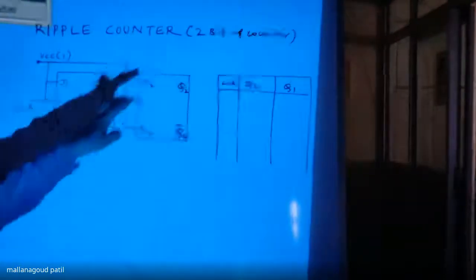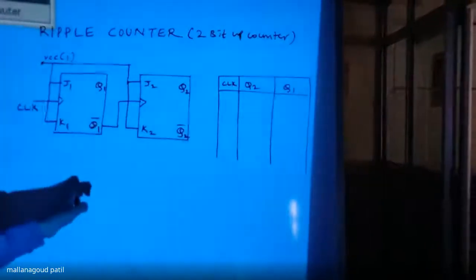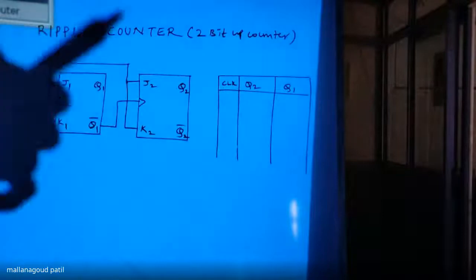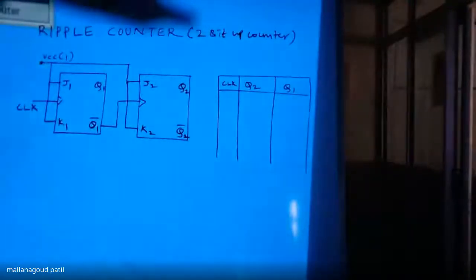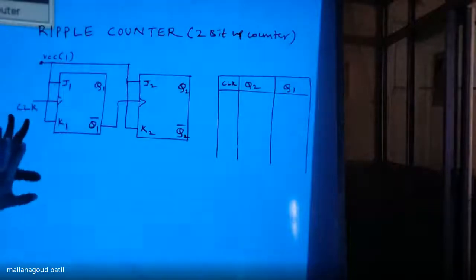For an up counter with positive edge, Q1 bar is supposed to connect to the next clock. If it is 2-bit, you use 2 flip flops. If it has 3 bits, you use 3 flip flops. If you have n bits, you use n flip flops. Now the construction has already been covered.